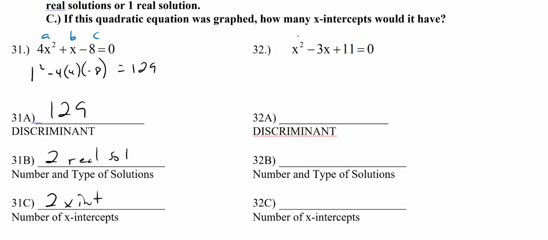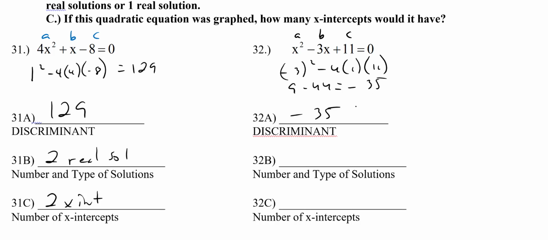Okay, so here it is, a, b, and c. So it's b squared minus 4 times a times c. So it's 9 minus 44, which is negative 35. That's the discriminant. Be careful when you're squaring that negative 3, right? You got to put in parentheses or just ignore the negative and just say 3 squared. It doesn't matter. It's going to become positive anyway.